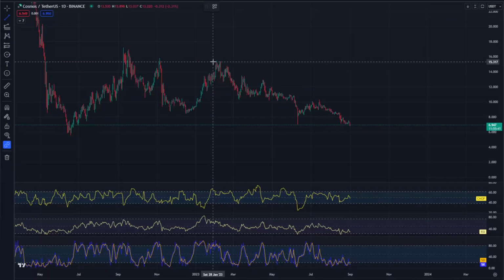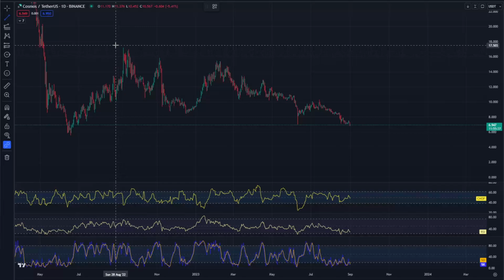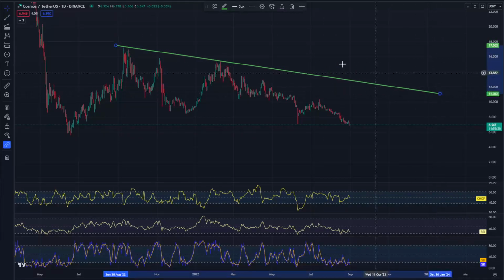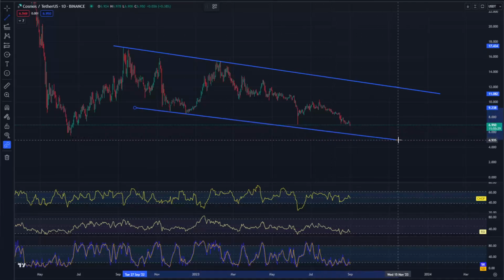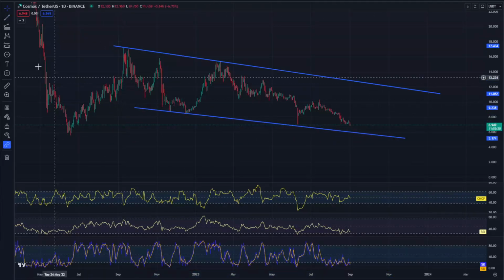Next, we will go to the ATOM chart, but here we will check the one-day interval. Using the blue lines, we can mark the downtrend channel in which the price is moving, and we can see that we are approaching the lower border of the indicated channel.